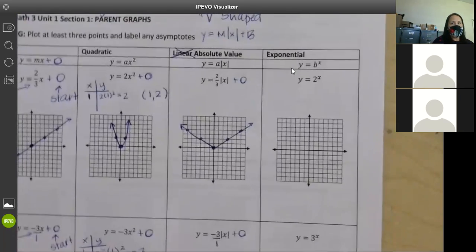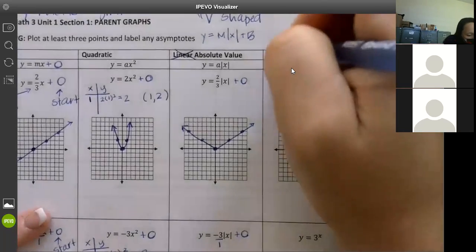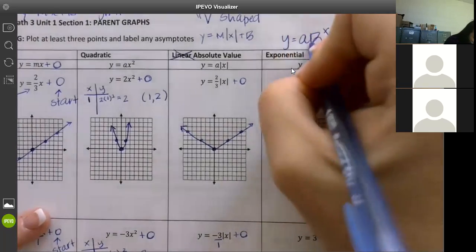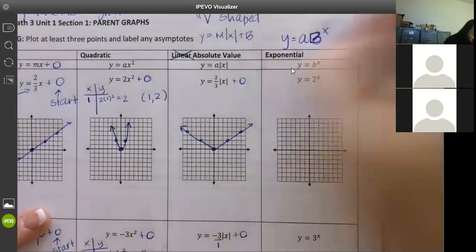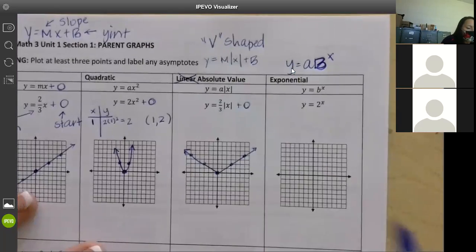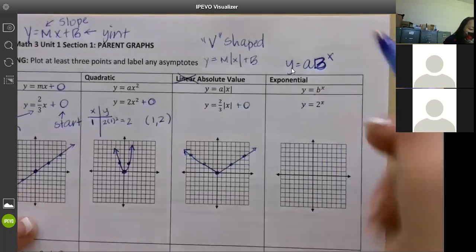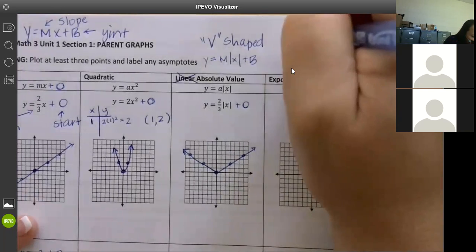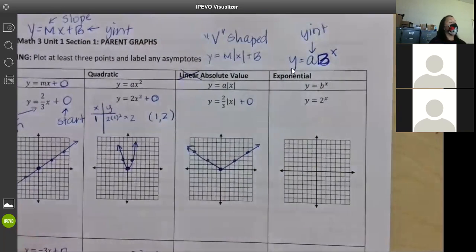So when we look at this, sorry, that's a B. Got a little excited there. A times B to the X, that doesn't have your A on there because we don't have one. This A is your y-intercept. And for parent graphs, your y-intercept is always going to be 1.